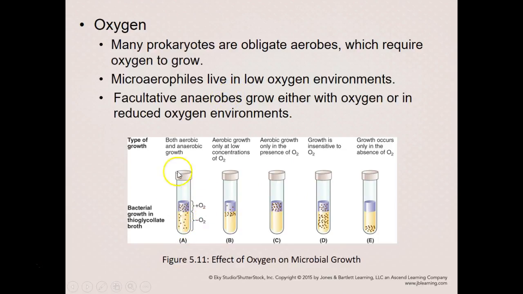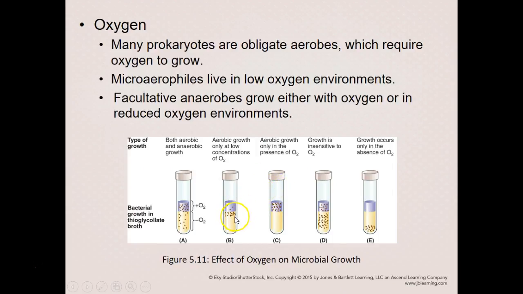This here under A is an organism that grows best with oxygen, but if there's no oxygen in the environment, they will still grow. This is a facultative anaerobe. So facultative anaerobes grow best with oxygen, but will grow without oxygen as well. So A and C are the two important categories that we see in our lab.